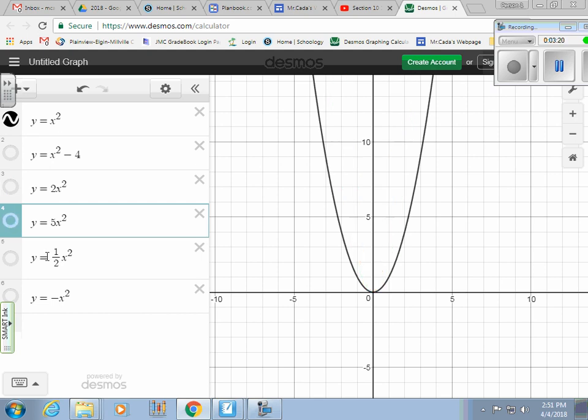So then going the opposite direction, this next one, if I have 1/2 x squared, that leading coefficient is something between 0 and 1, well then again, the graph gets wider. We call that a vertical shrink, is what we call it.